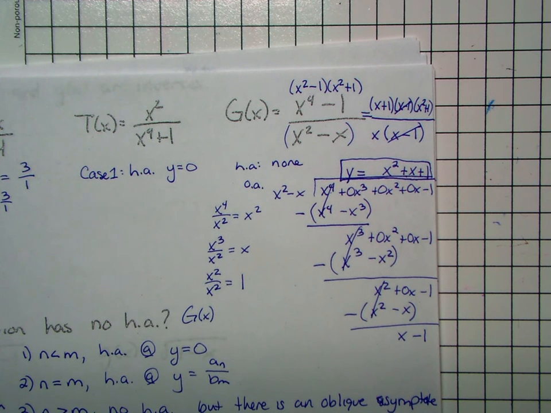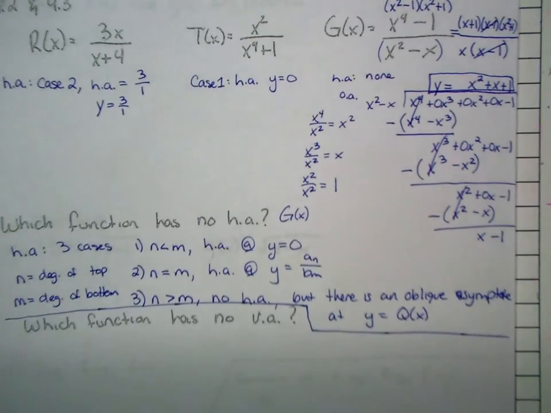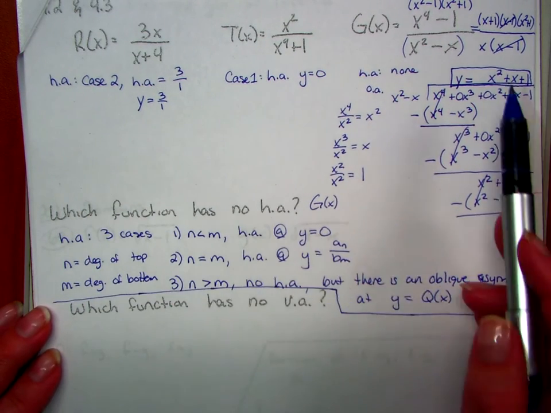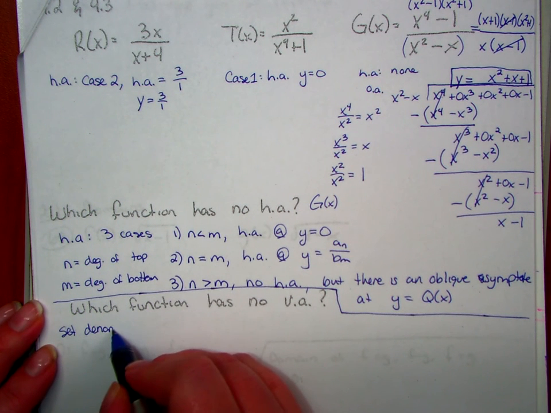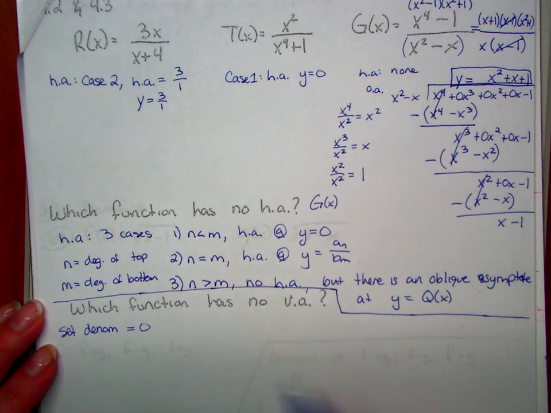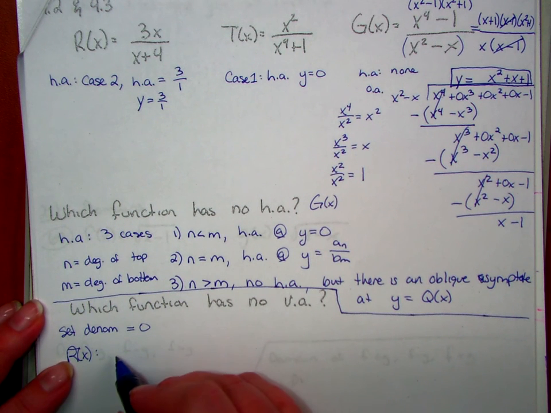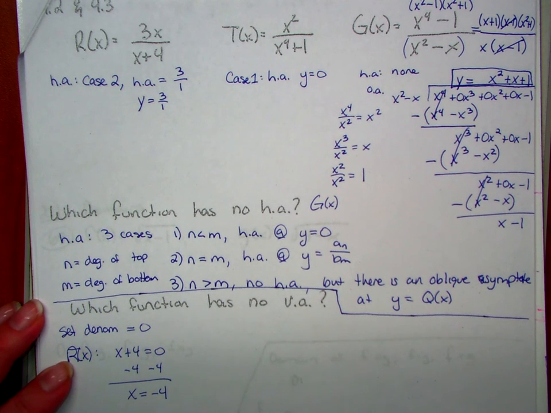All right, so which function has no vertical asymptote? We're still trying to get there. Let me zoom out. If I were to take the denominators and set them equal to 0, that would help me find out. So set the reduced denominator equal to 0. In R's case, if I set that denominator equal to 0, there's a solution. I could subtract 4 from both sides and get x equals -4. Well, that means -4 is a vertical asymptote.